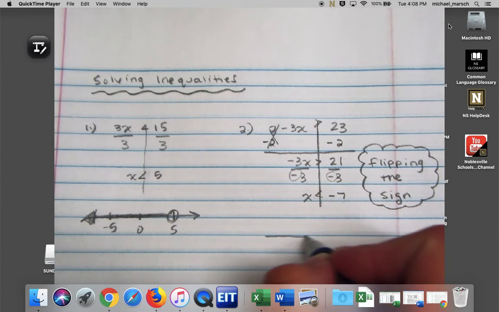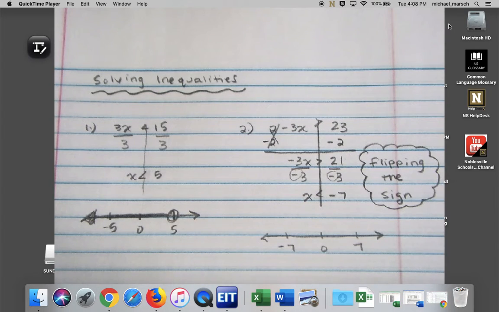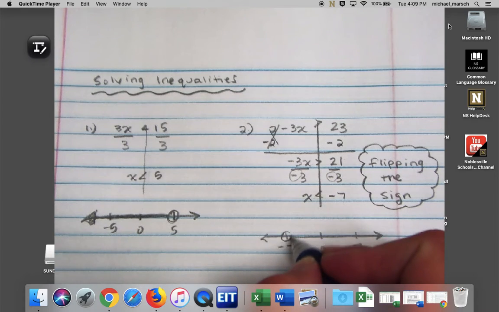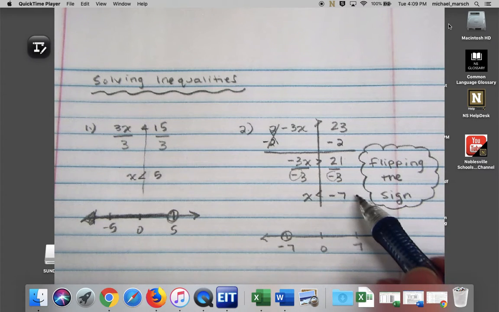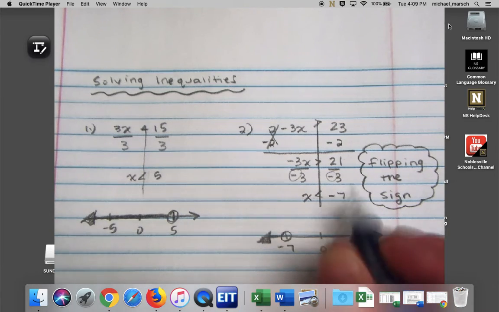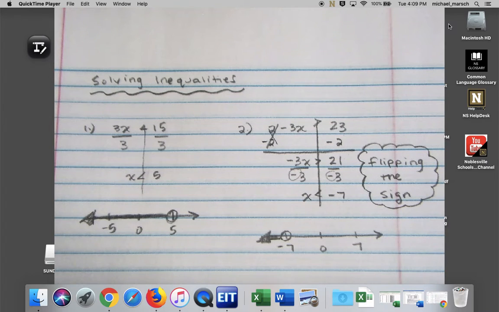So then I'm going to draw my number line. Again, I just need the number 0 and then its opposite. And this tells me that x is less than negative 7. So again, I have to have an open circle because it cannot equal negative 7. And all my values that are less than negative 7 go to the left. Okay, let's try another one.